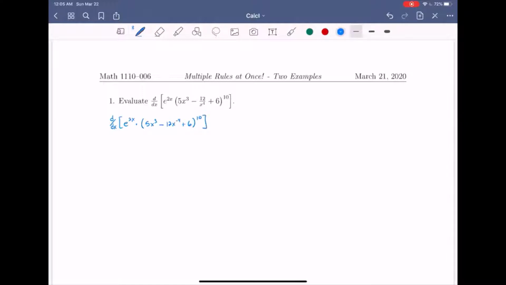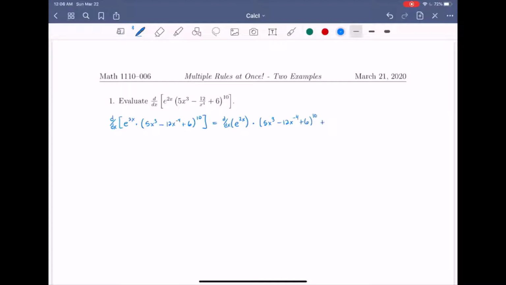And the product rule says take the derivative of the first times the second left alone, and then switch the order, so take the derivative of the second times the first left alone. So I'm going to write down that I'm going to do that without actually doing that, because that way I'll set myself up for the right steps, and I'm not going to get confused by trying to do more than one thing at once. So I'll take the derivative of the first times the second left alone, (5x cubed minus 12x to the negative 4 plus 6) all raised to the 10.